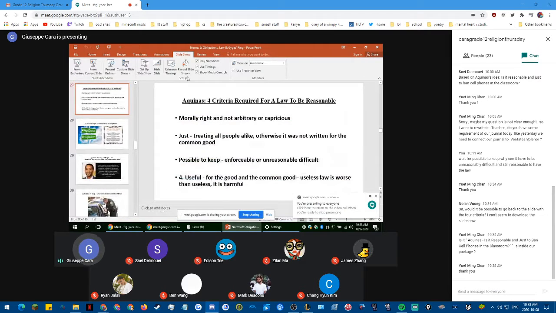Okay, so these are the 4 criteria. I need a small paragraph, 2-3 sentences, answering whether or not the rule about banning cell phones in the classroom is morally right and not arbitrary or capricious. Is the rule banning cell phones just? Does it treat all people alike? Otherwise, it was not written for the common good.